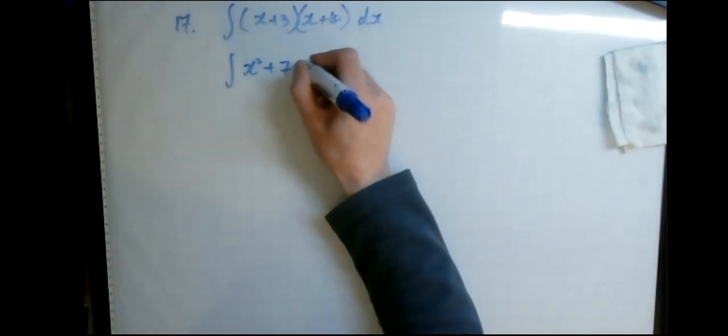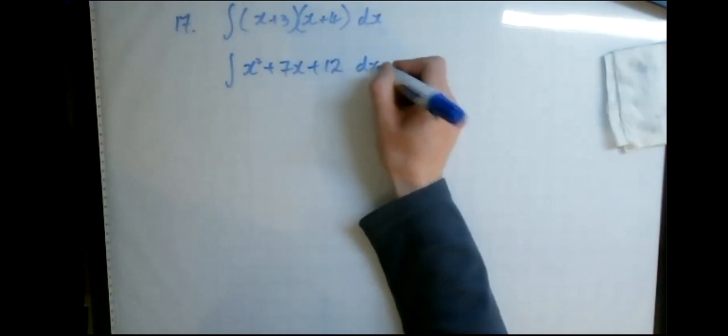So for the integral of x plus 3, maybe x plus k dx. So the integral of x squared plus 3x plus 4 dx is x cubed over 3 plus 3x squared over 2 plus 4x plus C.